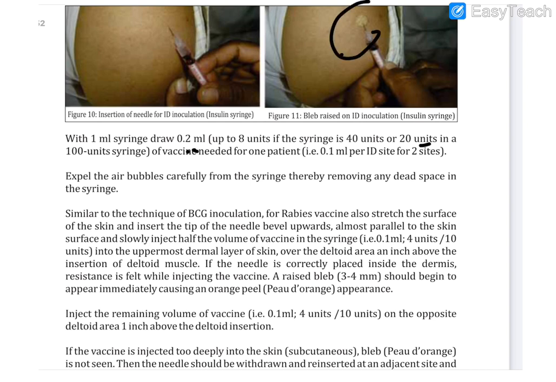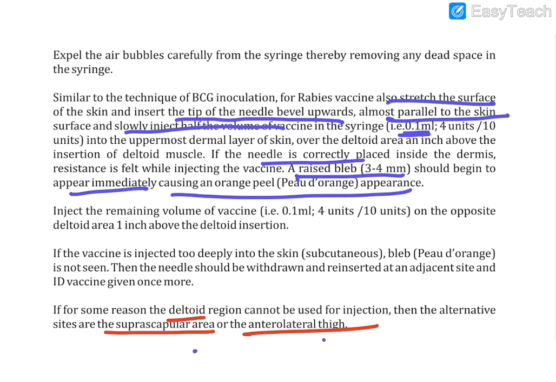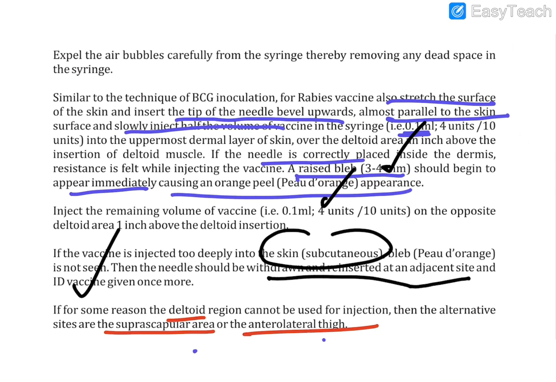Once you inject it, a bleb appears immediately, a 3 to 4 millimeter bleb with a peau d'orange appearance. If the bleb does not appear, it has not gone intradermal, it has gone subcutaneous. Again you have to withdraw the needle and re-inject at another adjacent site intradermally. The deltoid region is preferred; suprascapular and anterolateral thigh are also used.